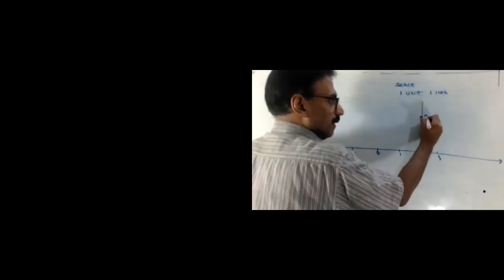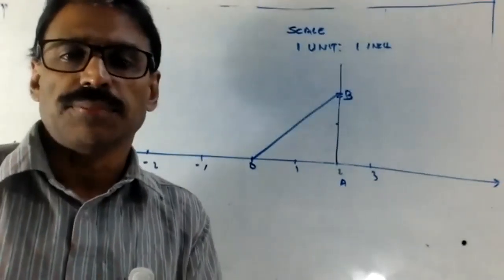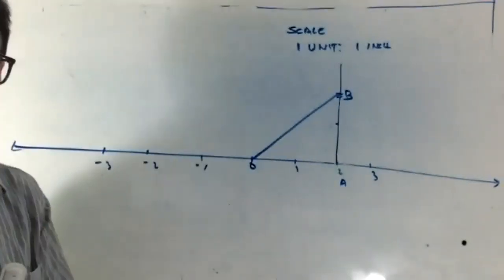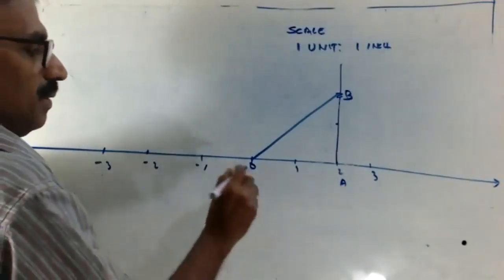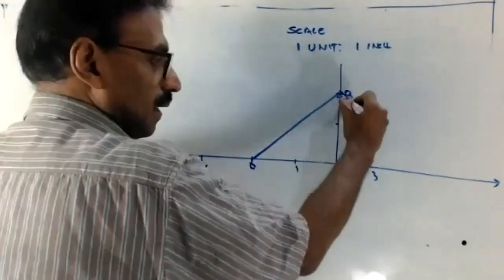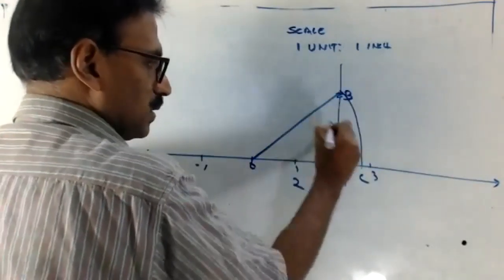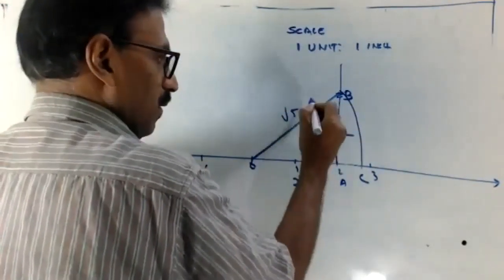A here, B here. Join OB. This one you have to write the steps of construction, what you did, all the steps. Then an arc here from O to B. This is C. This is 2, this also 2, this is root 5.